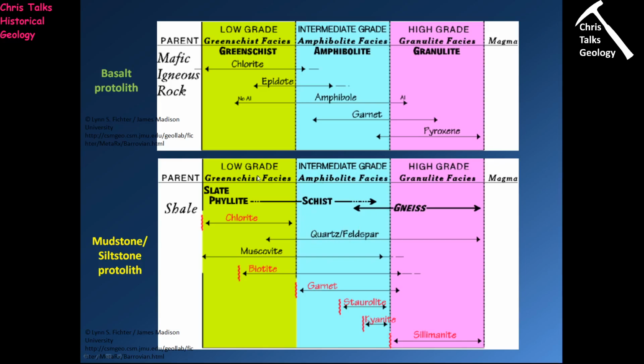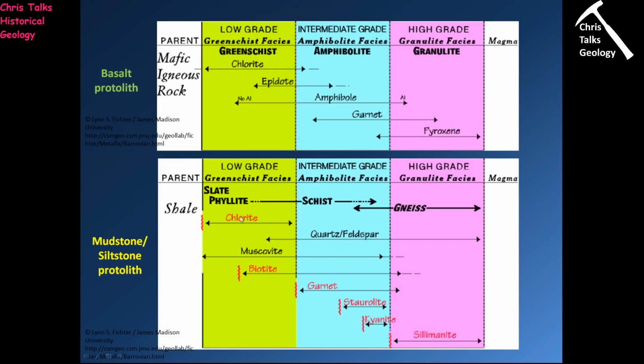So the first thing you'll notice is we have the same facies, green schist facies here, amphibolite facies here, granulite facies here. You will, however, notice that the types of rock which we're forming are now different. So up here we formed green schists, amphibolites, and granulites, because remember, we're metamorphosing a basalt. Down here we're metamorphosing a muddy sedimentary rock. So instead we're going to form different rocks with different minerals and different textures.